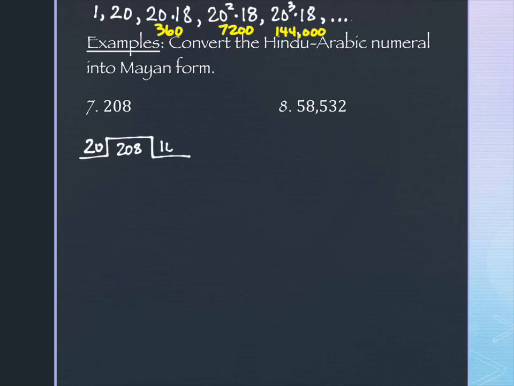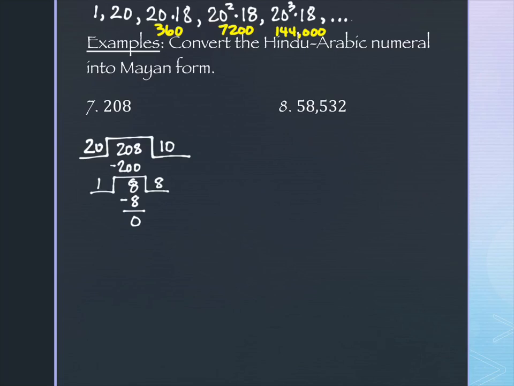10. And 10 times 20 is 200, leaving me with a remainder of 8. Okay, going down in place value, the place value before the 20's place is the 1's place. And how many times will 1 go into 8? 8. And multiply and subtract to get a remainder of 0.